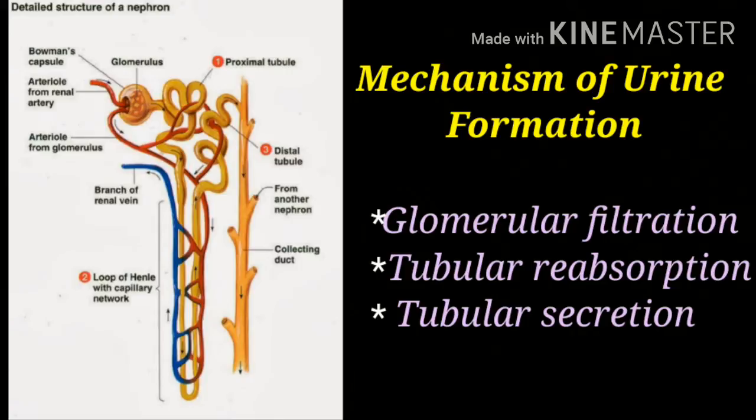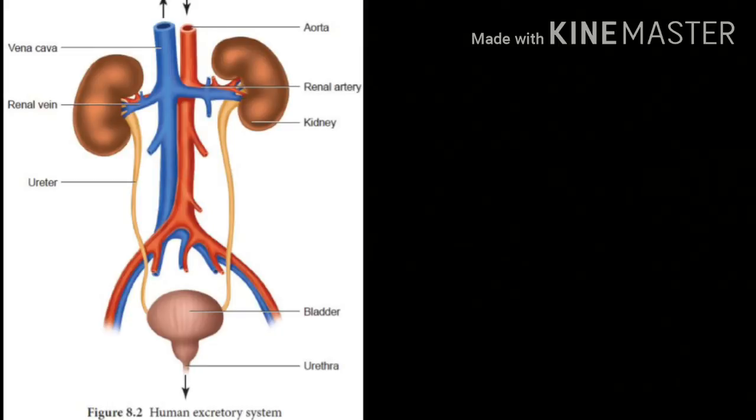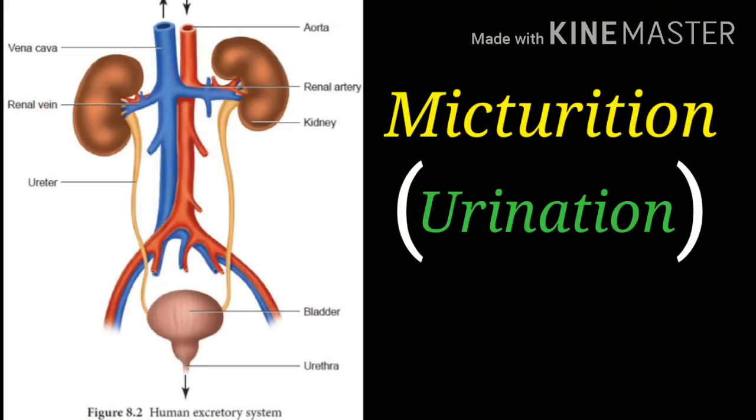Next, finally the urine passes into the collecting duct to the pelvis and enters the ureter, then it goes to the urinary bladder. When the urinary bladder is full, the urine is expelled out through the urethra. This process is called micturition. Micturition means urination. What is micturition? When the urinary bladder is full, the urine is expelled out through the urethra. This process is called micturition.